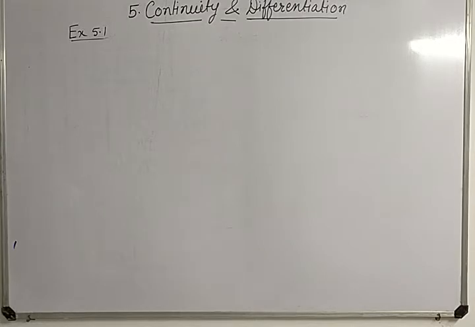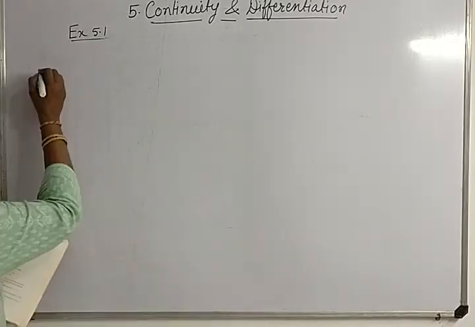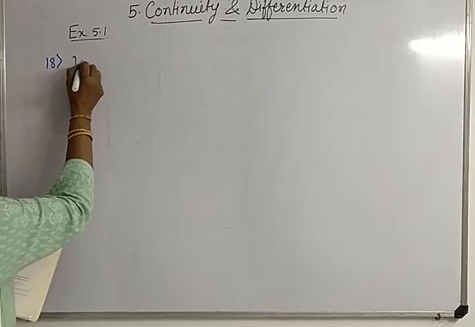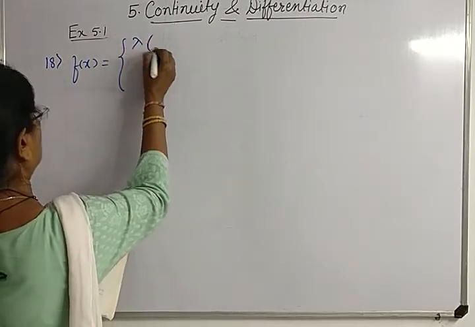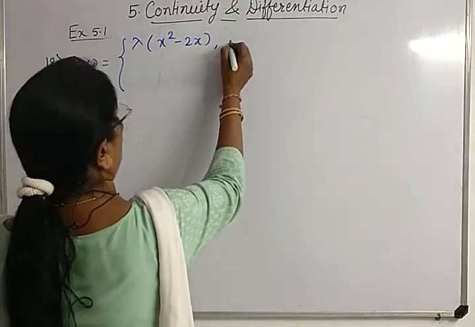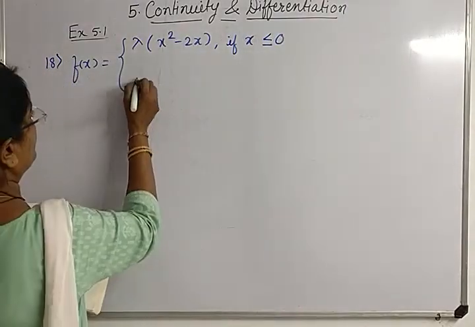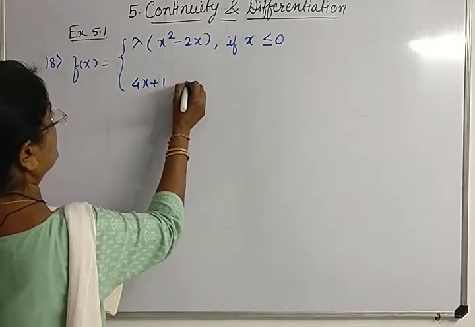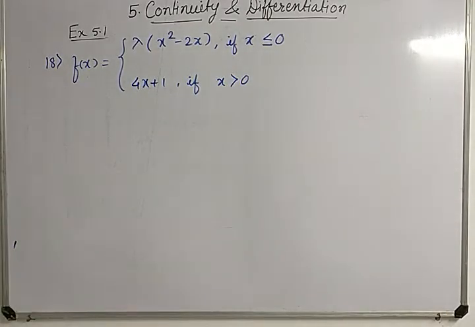Question number 18. For what value of lambda is the function defined by, f of x equal to, the function is lambda into x square minus 2x if x is less than or equal to 0, and this equal to 4x plus 1 if x is greater than 0, continuous at x equal to 0, and what about continuity at x equal to 1?